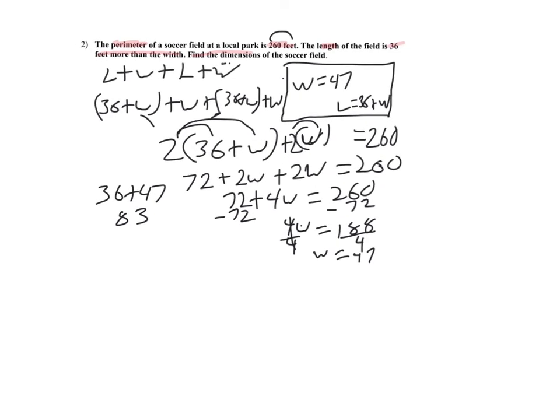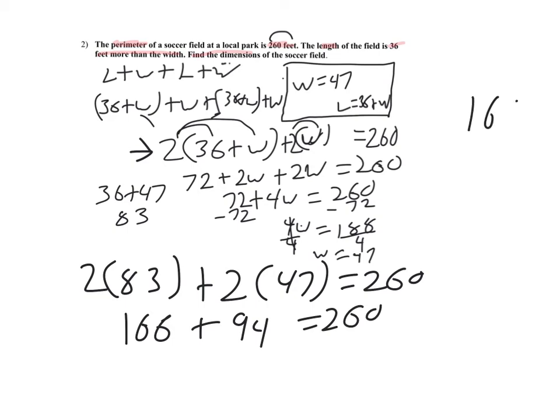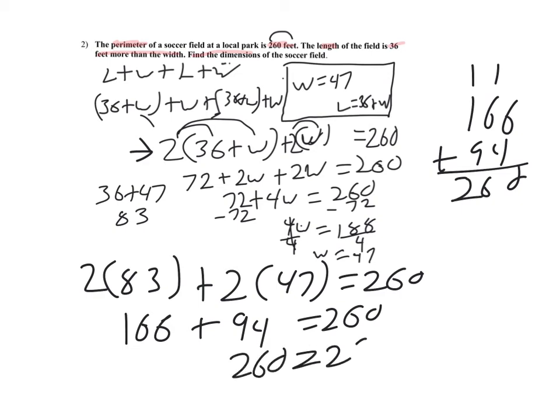So we've got our 83, and we're just going to use this equation since we already used the distributive property: 83 times 2 plus 2 times 47. And this should equal 260. So 2 times 83 is 166 plus 2 times 47, which is 94. We add these together and we come up with 260. So 260 equals 260.